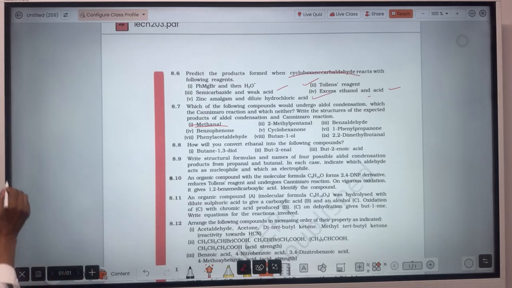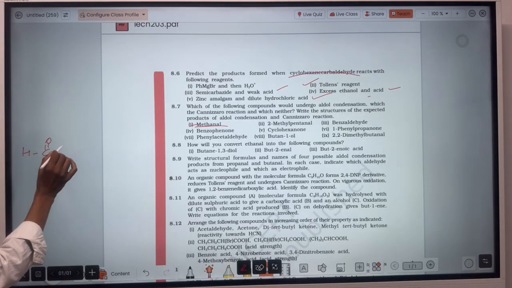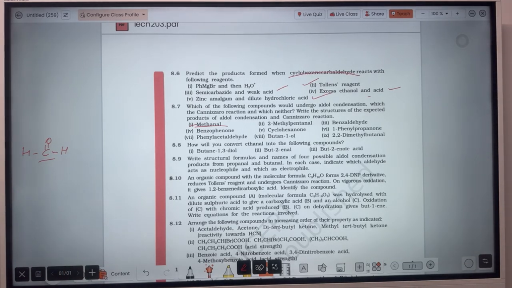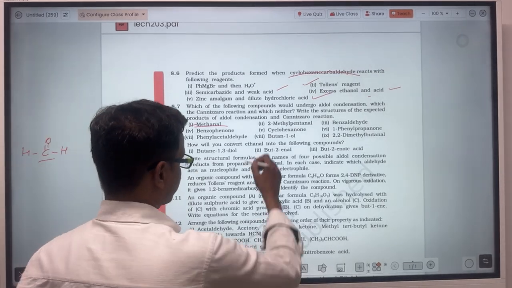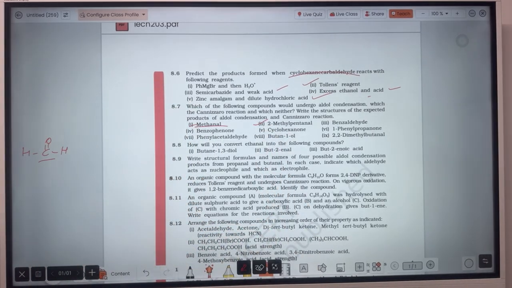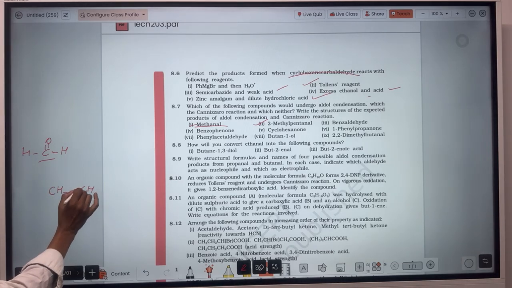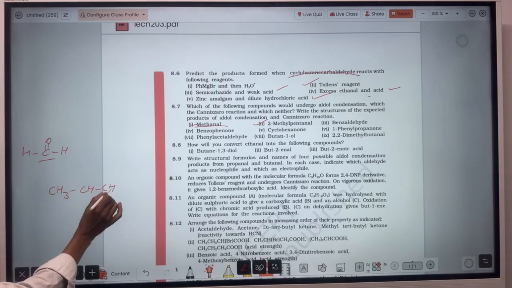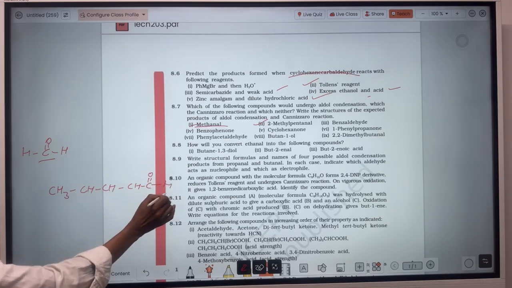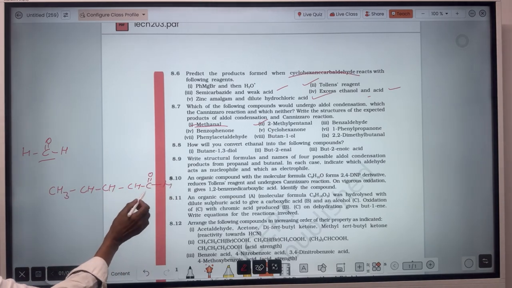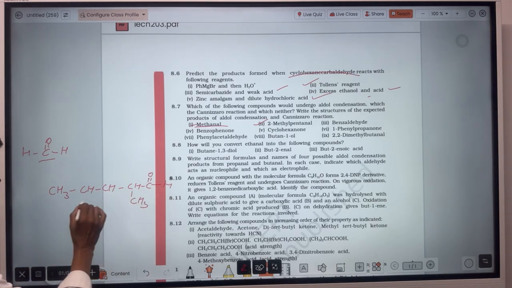Here methanal, the structure is like that, and it has no alpha hydrogen, so this compound will undergo the Cannizzaro reaction. Watch out, the reactions I have already taught. Now the second question I am doing, this structure.